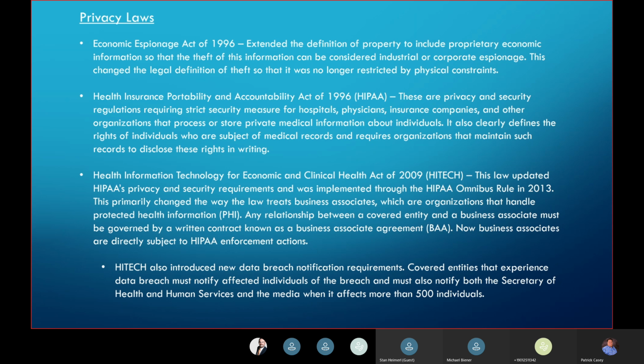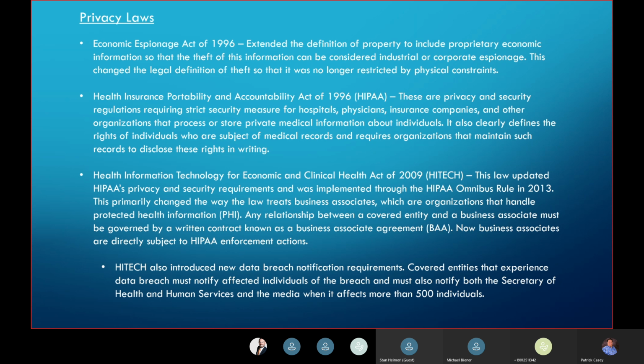Any relationship between a covered entity and a business associate must be governed by a written contract known as a Business Associate Agreement, or BAA. Now, business associates are directly subject to HIPAA enforcement actions. So say you're a diagnostics lab for a doctor's office. Well, you've got information about these patients. So now, where before you weren't part of that law, now you are.